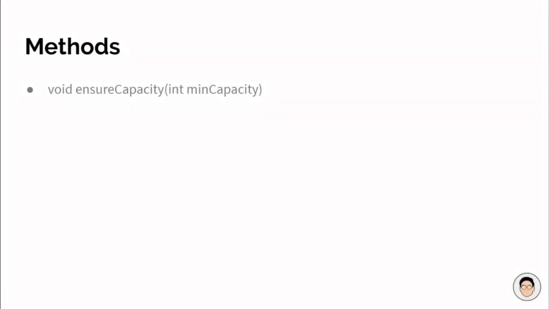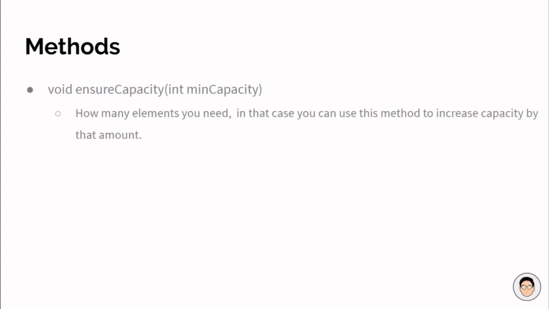First method of the video, void ensureCapacity, integer minimum capacity. In some cases, you know how many elements you need. In that case, you can use this method to increase capacity by that amount. Example of ensureCapacity: programmingLanguages.ensureCapacity(15). We are assigning minimum capacity to 15 for programmingLanguages.